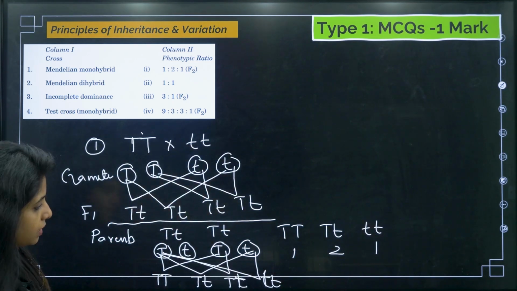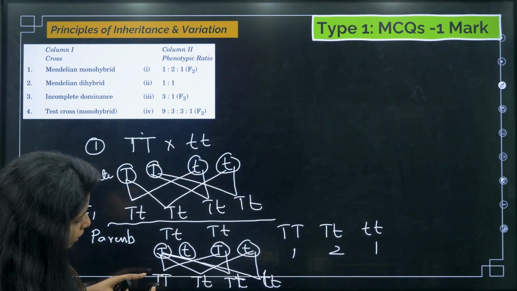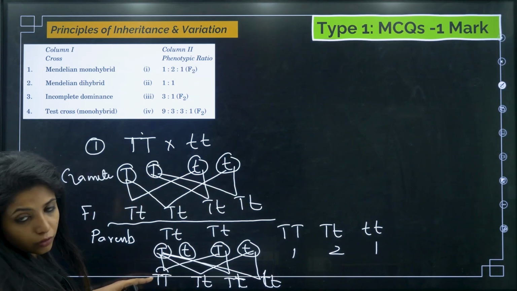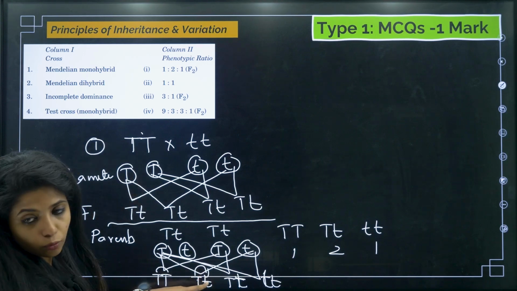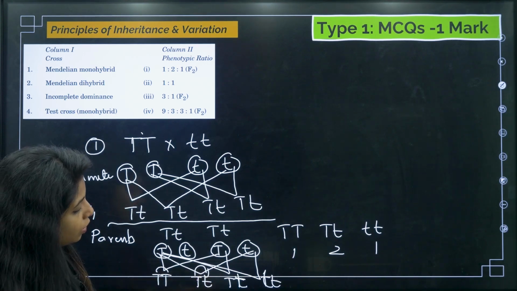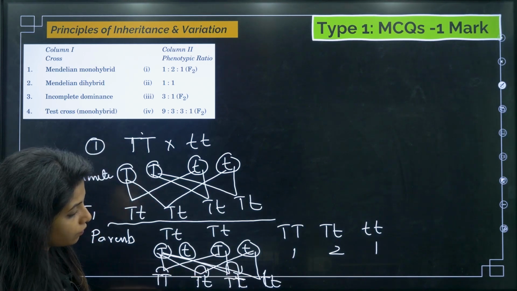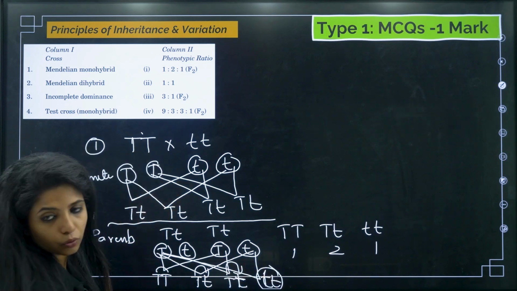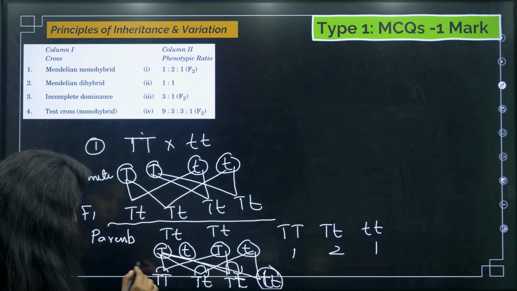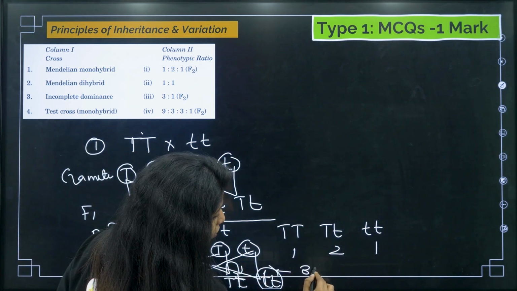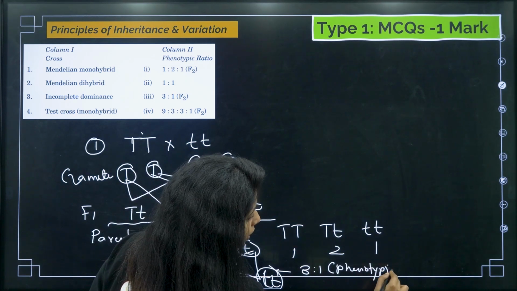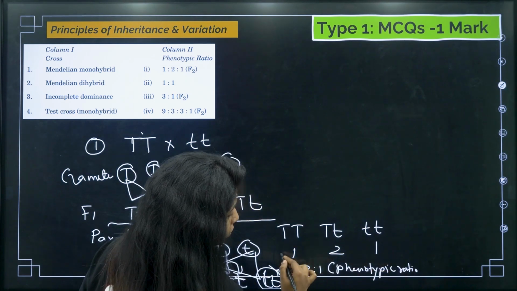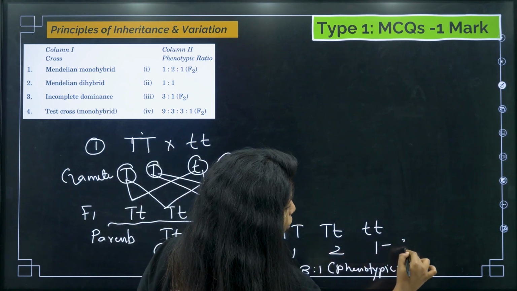If both of them are capital T, basically it's tall. If capital T small t is there, capital T will overshadow the effect, so it will also be tall. Over here this will also overshadow, so 3 of them will be tall and 1 of them will be dwarf. So the ratio that I get is 3:1. This is the phenotypic ratio. And what do you see this as? This is the genotypic ratio.